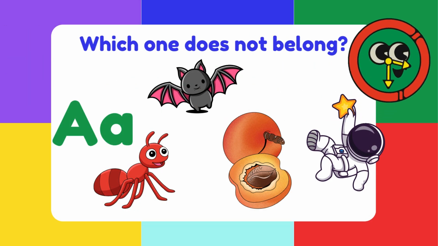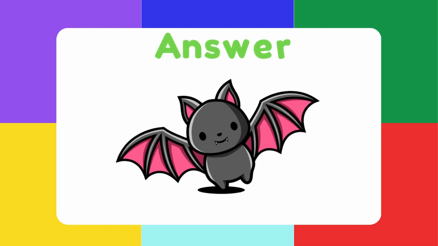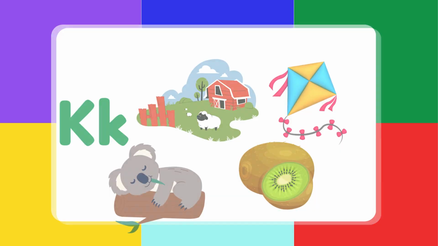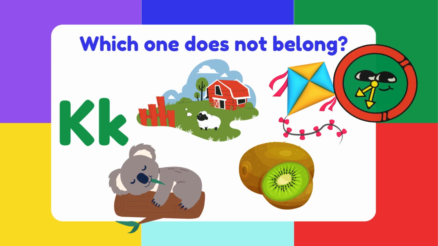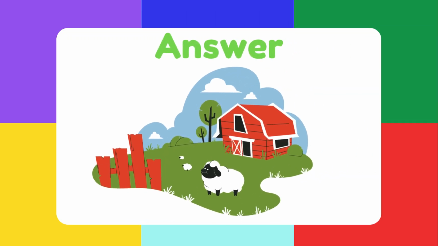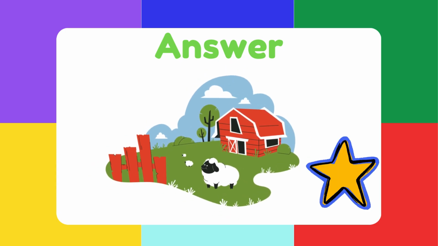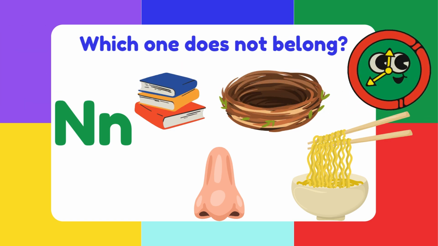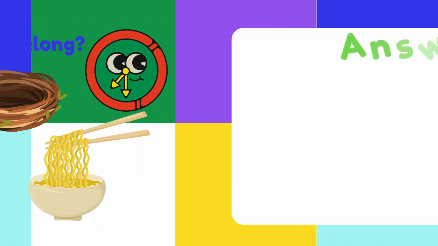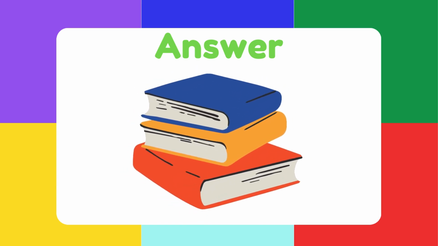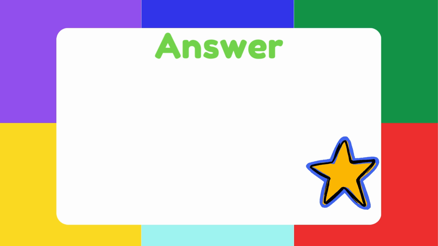3, 2, 1. Bat. Yes. Well done. Yay! 3, 2, 1. If you said farm, that's correct. Good job. 3, 2, 1. Books. Yes. Great job, kids. Keep going. You're doing great.